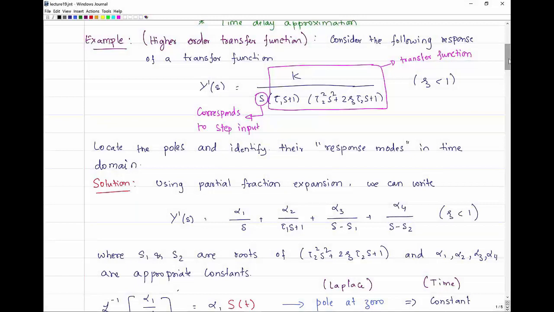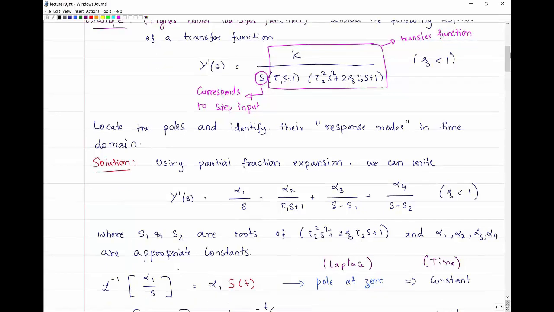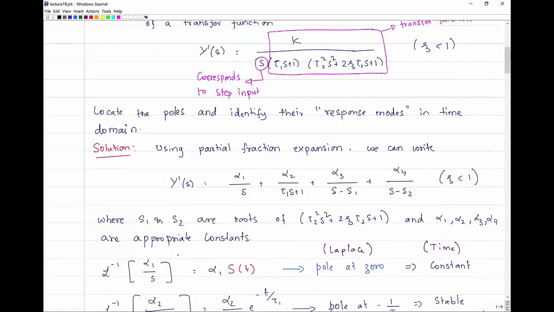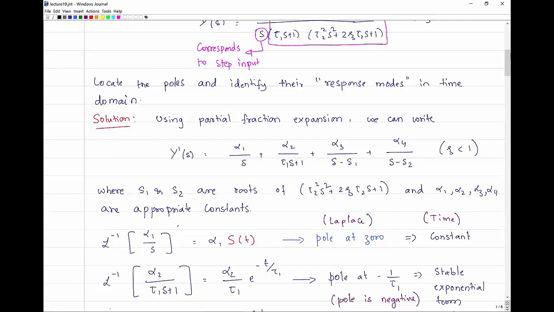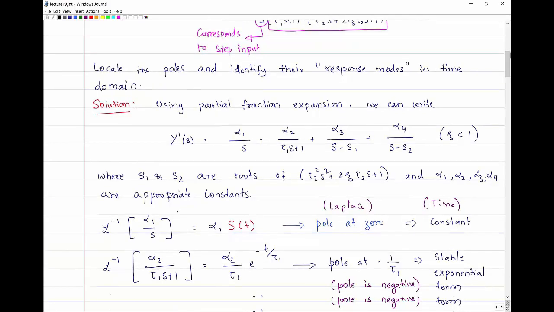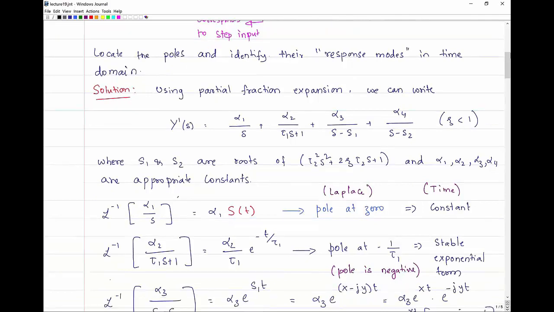We're going to use the standard approach, which is to find the partial fraction expansion of this polynomial fraction and write Y'(s) as the sum of 4 different fractions, where zeta is less than 1. s1 and s2 are two roots of the second order denominator polynomial, and alpha 1, alpha 2, alpha 3, and alpha 4 are appropriate constants. The inverse Laplace transform of the first term is alpha 1 times the step response. Now that corresponds to the following interpretation.